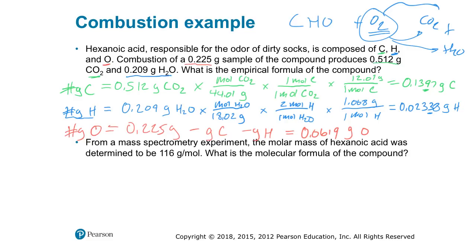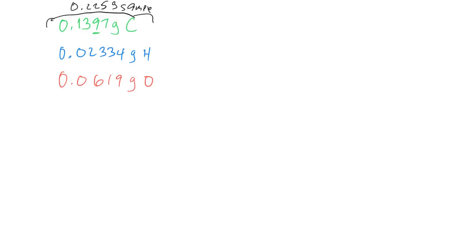Okay, so I actually need a little bit more room to continue this problem. So I'm going to go to another slide and start with the masses of carbon, hydrogen, and oxygen and carry on from there. Okay, so we have just rewritten the numbers here for carbon, hydrogen, and oxygen, reminding ourselves that for this entire 0.225 gram sample, we've now worked out the composition by the 3 specific elements making it up.